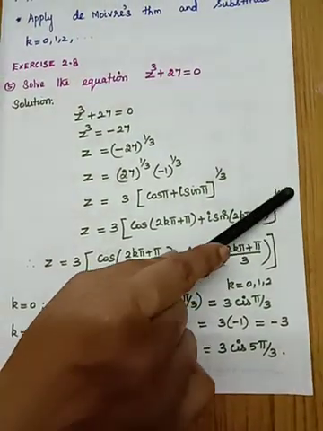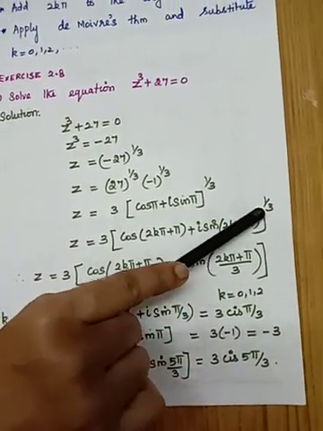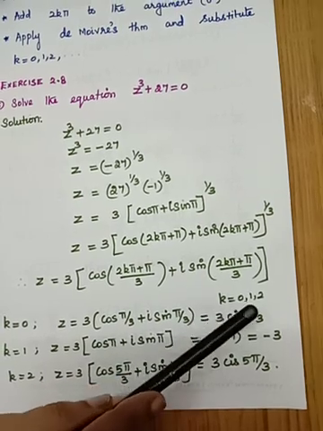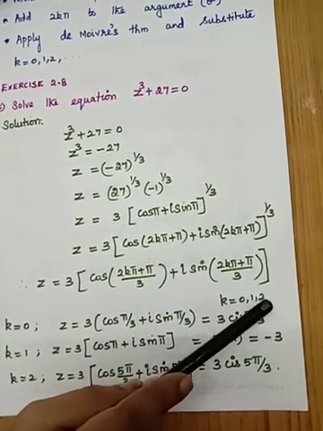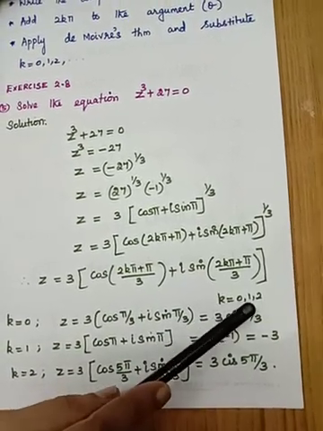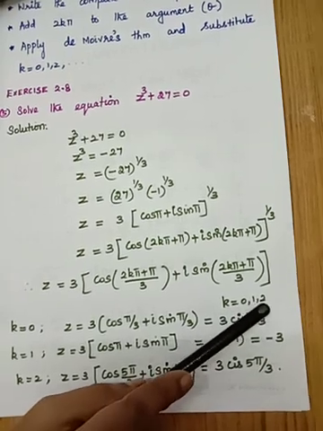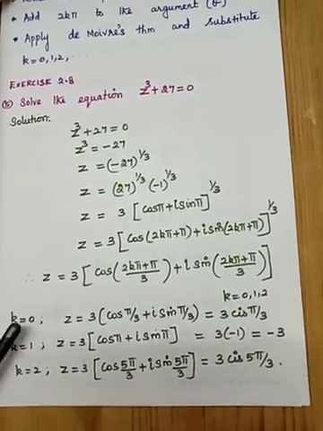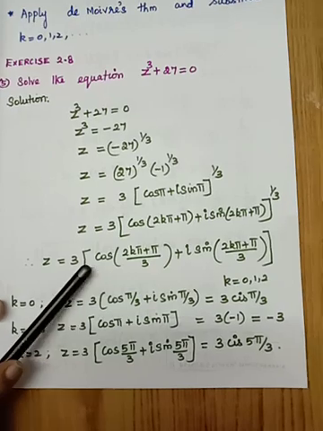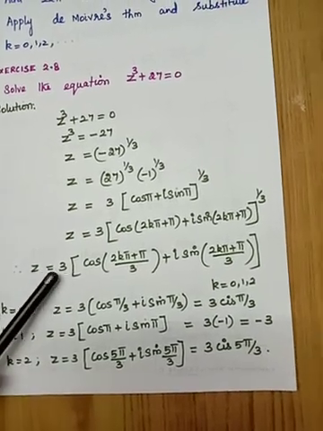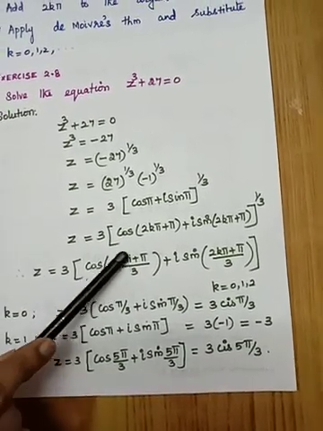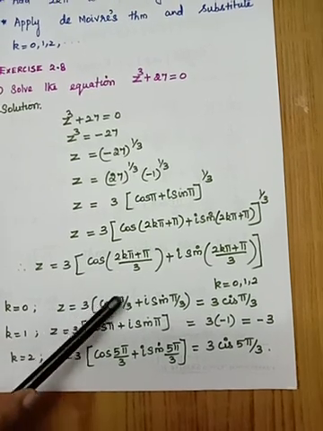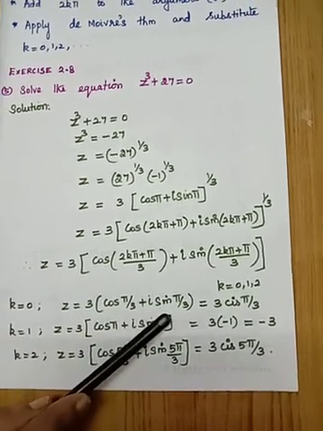How many values? Here the denominator is 3, so you have to find 3 values. k has to be substituted 0, 1, 2. See now, first k is equal to 0. You substitute in this form: z is equal to 3 into, with k equal to 0, cos pi by 3 plus i sin pi by 3.